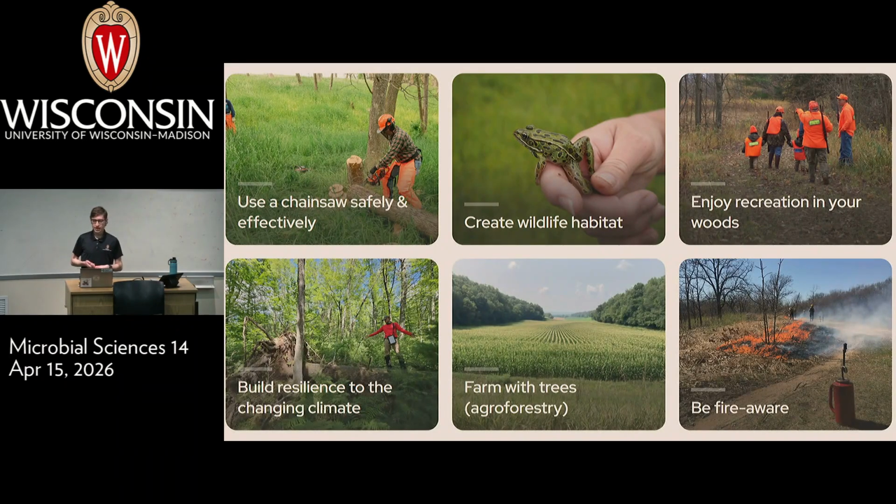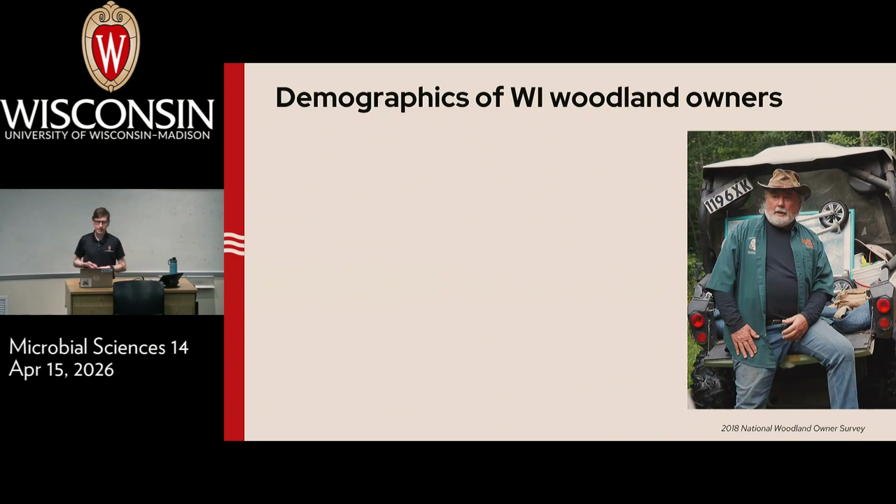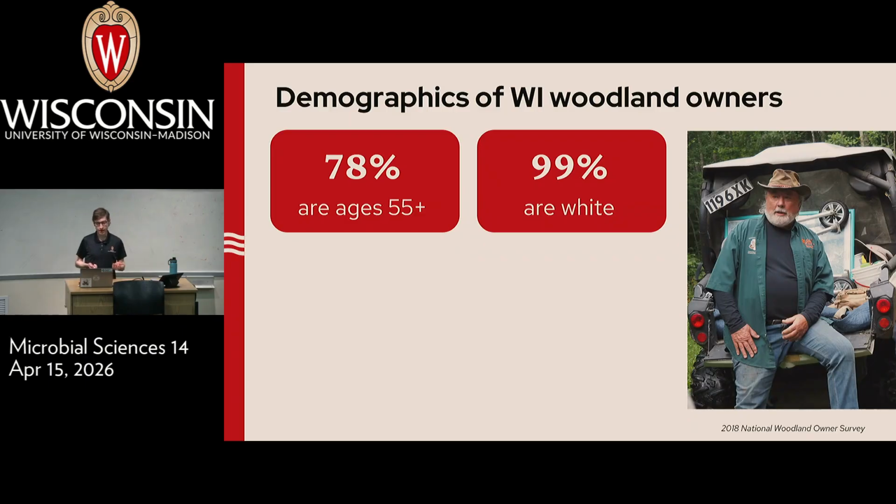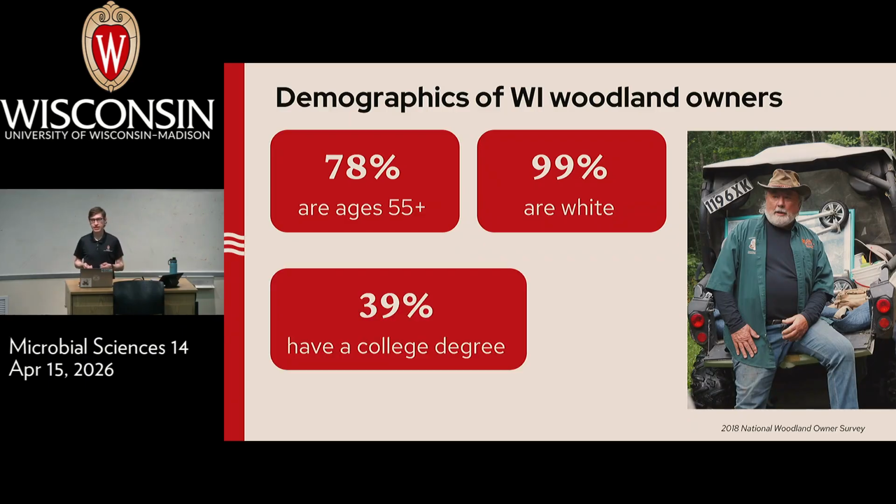Now, the demographics of the folks we're working with tend to skew old and white. So 78% are ages 55 and older, and 99% are white. And about 39% have a college degree. Just like any audience, they're not a monolith, but this gives you a sense of the general trends. As you might guess, this audience does skew more conservative, but again, there are people from across the political spectrum who we're working with.